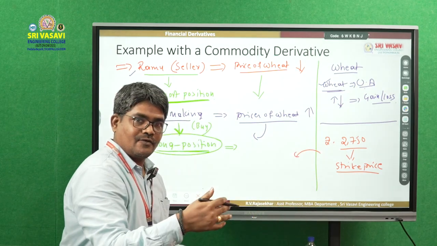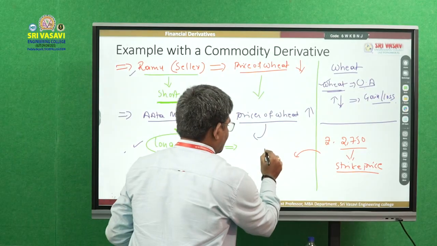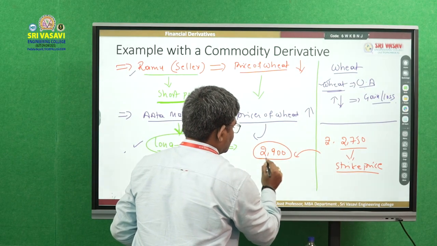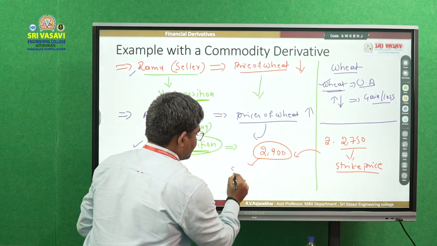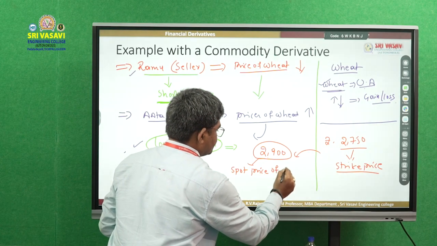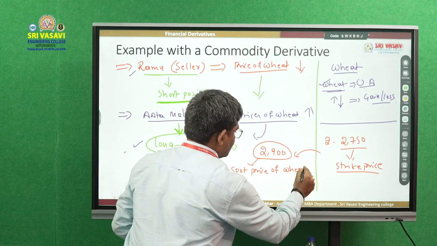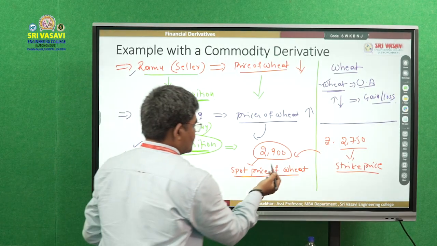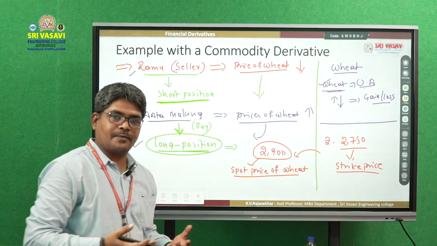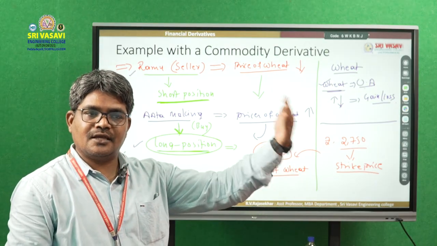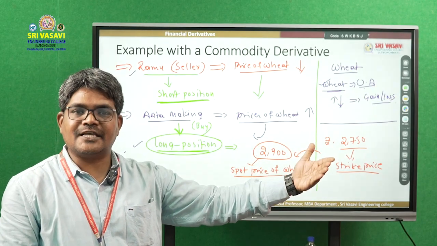Now for the same wheat example, what may be the current market price in the first case? 2,900. What is this 2,900? That is the spot price of wheat, which you need to understand. Now, what is the spot price? The spot price may be 2,900, it may be 2,800, it may be anything, depending on the market dynamics on the expiration date.